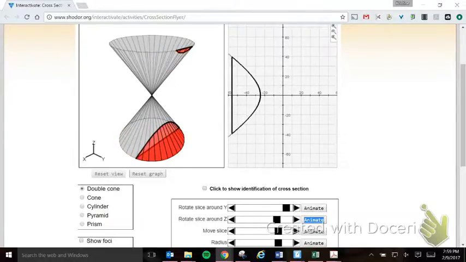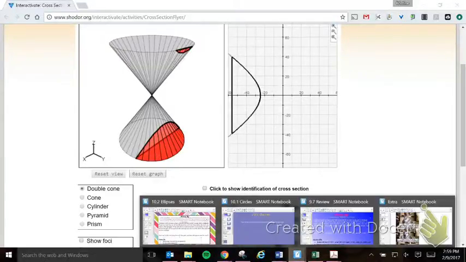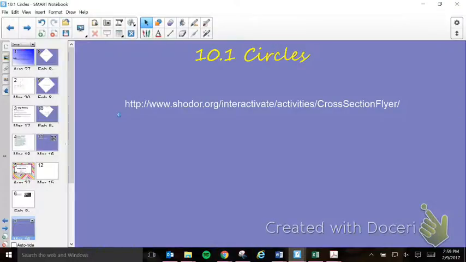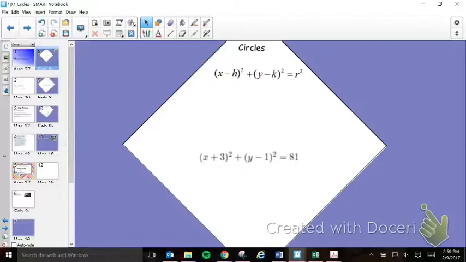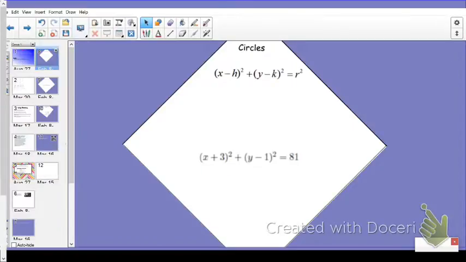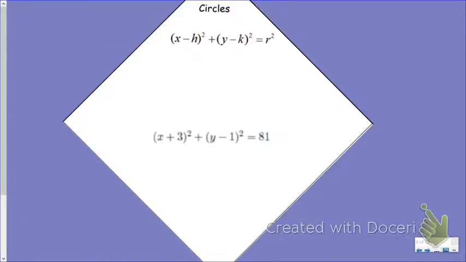To start, we're going to look at circles. This is hopefully going to be a lot of review for you guys, because you learned about the equation of a circle in geometry. We're also going to review how to complete the square, which you learned about in Algebra 2. So to start, we're talking about the standard form of a circle.